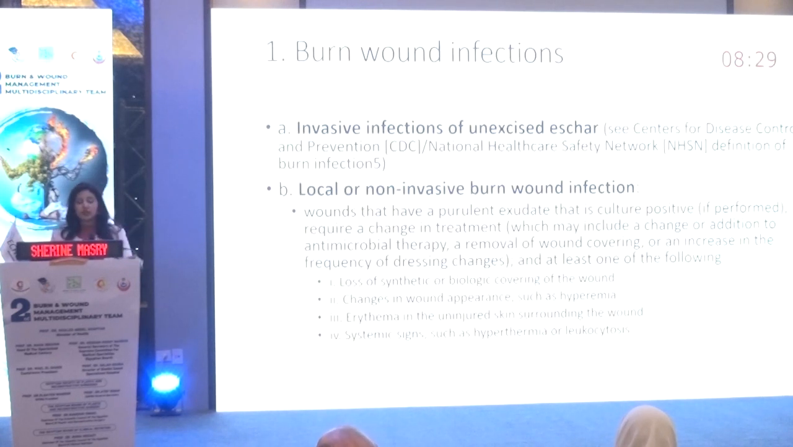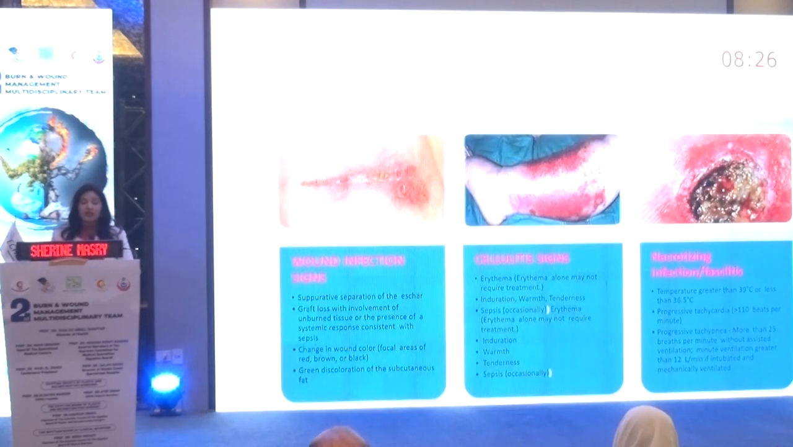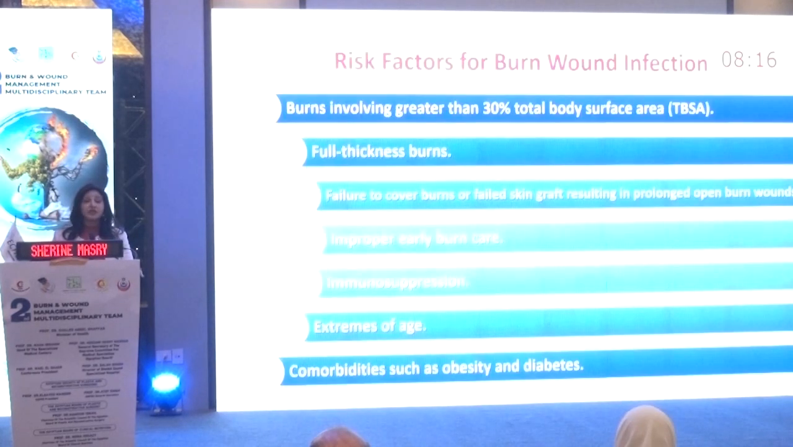First, the burn wound infection. It might be invasive or local, having different symptoms and signs from the localized symptoms and signs of cellulitis or necrotizing infection and fasciitis. There are several risk factors. First, burns involving greater than 30% of total body surface area. If we have full thickness burn, if there is failure to cover the burn or skin grafting, improper early burn care, in which the patient comes delayed to our department, immune suppression, extremes of age, and other comorbidities such as obesity and diabetes.